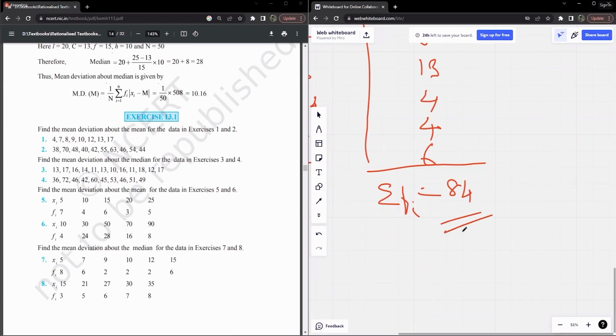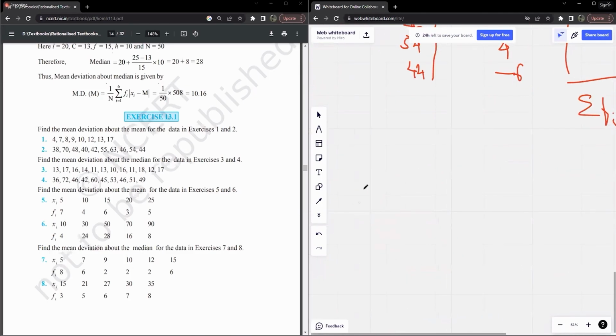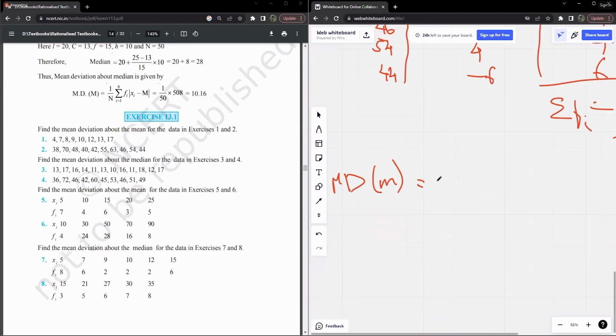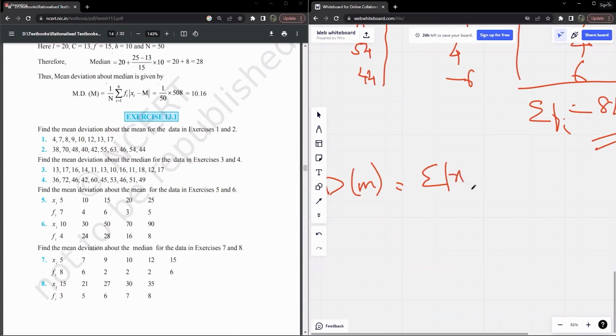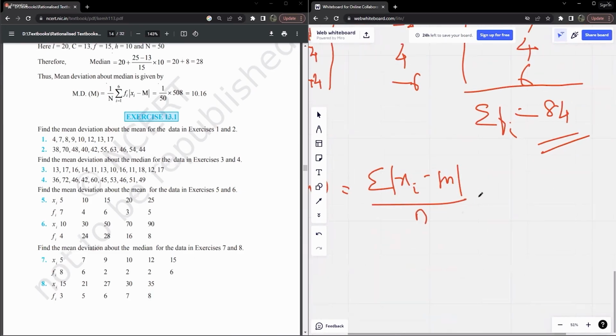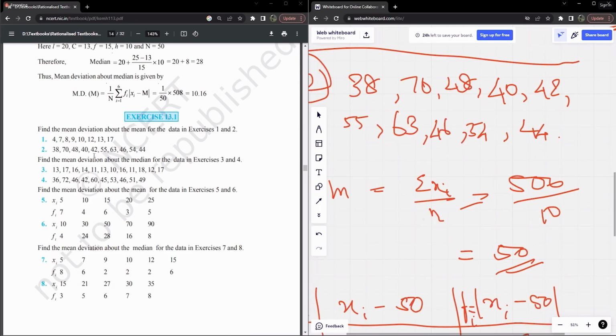Right. So finally, we have the mean deviation about the mean to be equal to sigma of mod xi minus m divided by n. This is basically sigma fi. So I'll write this as 84 divided by 10, which is 8.4. All right, that completes question number 2.